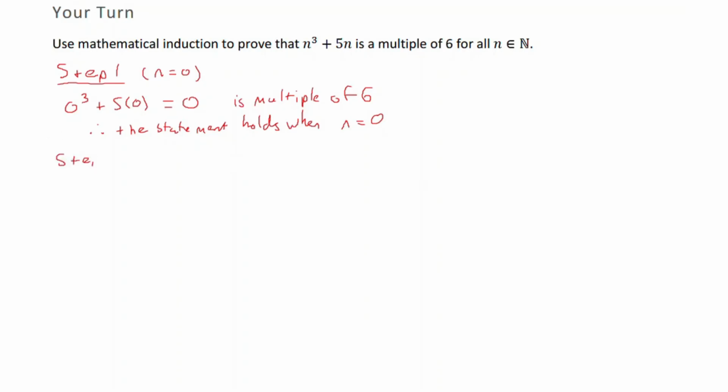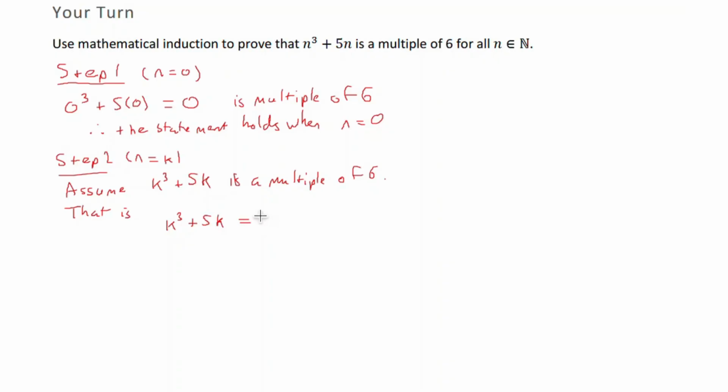Now we move on to step 2, having shown the base case, which is our assumption, when n is equal to k. We assume that k cubed plus 5k is a multiple of 6. Algebraically, that means that k cubed plus 5k is equal to 6a for some natural number a.